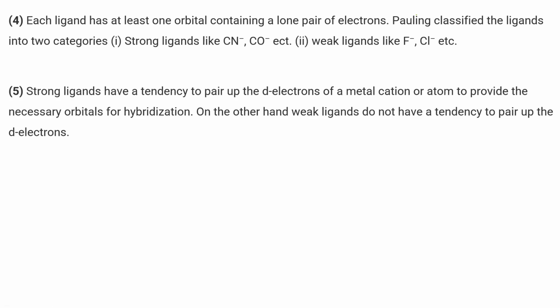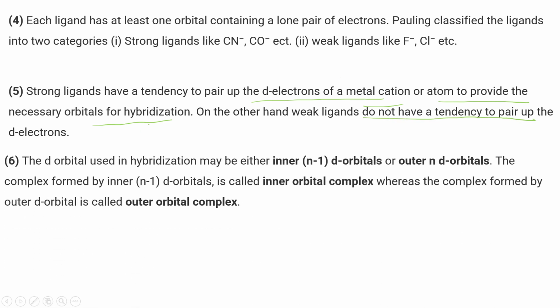The strong ligands have a tendency to pair up the d electrons, as I have explained two times till now, so that the d orbitals of the metal atom provide the necessary orbitals for hybridization. On the other hand, weak field ligands do not have a tendency to pair up the d electrons. The d orbitals used in the hybridization may be either the inner (n minus 1) d orbitals or the outer nd orbitals.